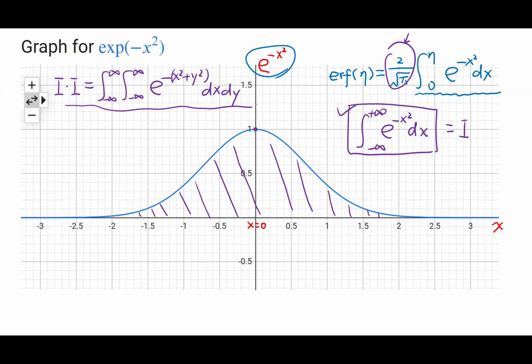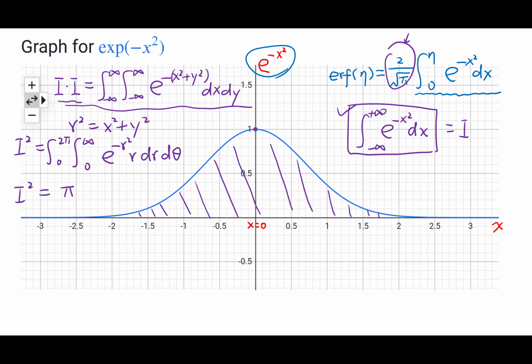Now you have the rectangular coordinates, x, y, and you want to transform into polar coordinates, so you assume that r squared equals x squared plus y squared. Basically you get I times I, I squared, equal to the integral from 0 to pi and the integral from 0 to infinity of e to the power of negative r squared, times r dr d theta. Based on this, you can easily solve that I squared is equal to pi, and then I is equal to square root pi. So this integral is square root pi.